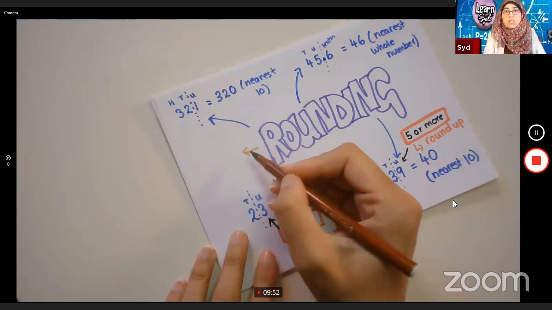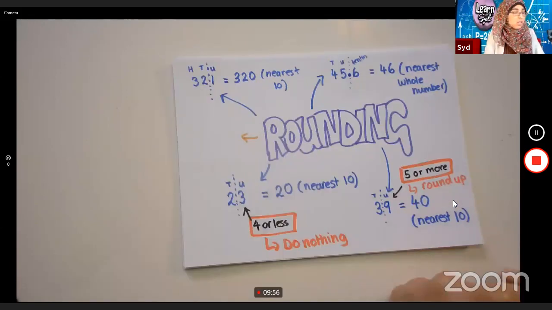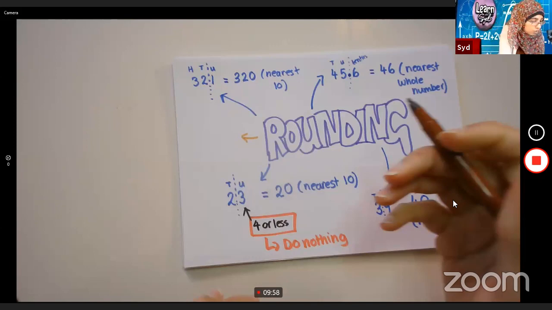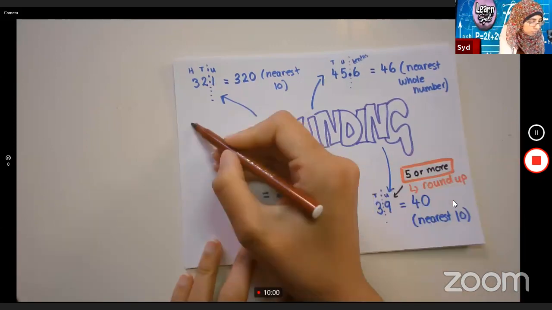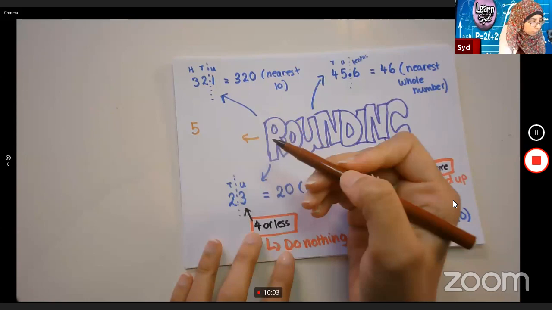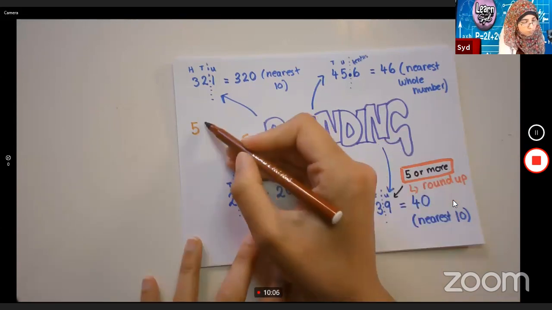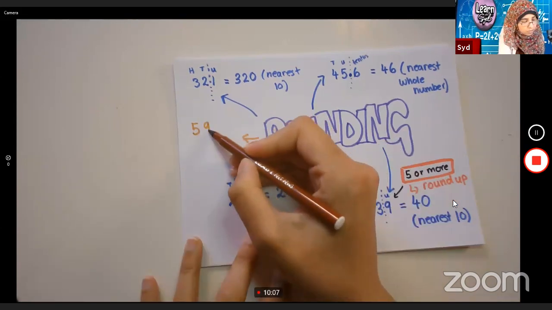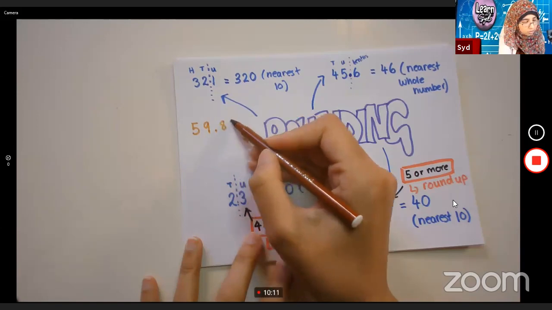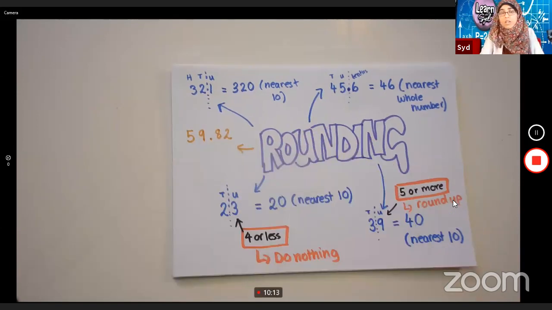Okay, let's now do a number with 2 decimal places. So we've got 59.82. We're going to do 2 things with this. First, we're going to round it to 1 decimal place. Then we're going to round it to a whole number.